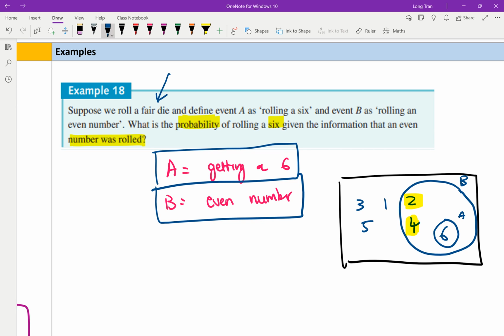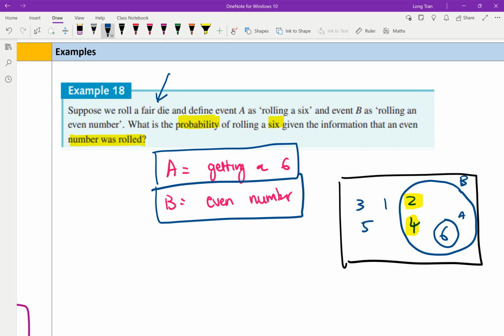What does that mean? It means that out of your 6 numbers, you know you got one of these 3: 2, 4, or 6. That's what they're trying to say. Given that you already knew you got an even number, what's the chance of getting a 6? What would you say? 1 in 3. Because there's only 3 options left, and that's because you knew it was B already.